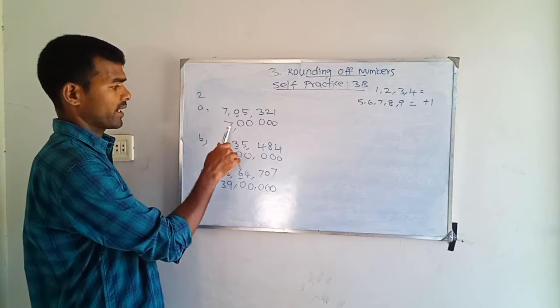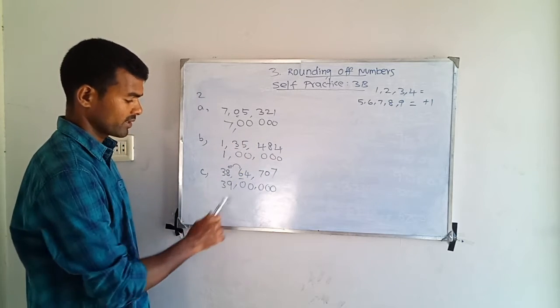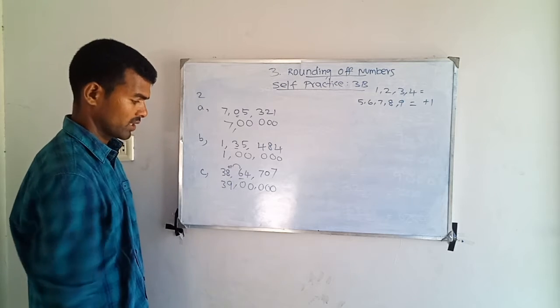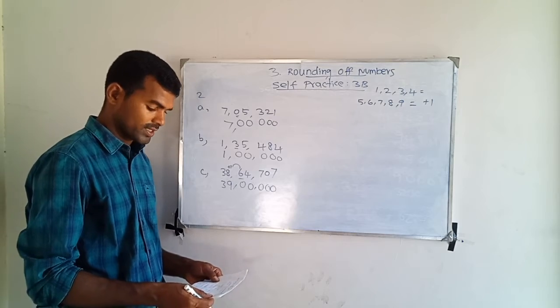This is the answer for this number, and this is the second question answer. For C, this is the answer: 39 lakh. Now let us go to our next, third question.